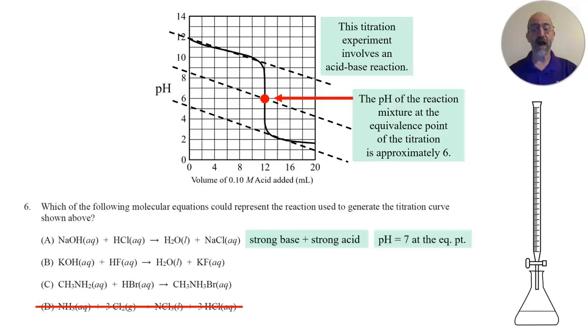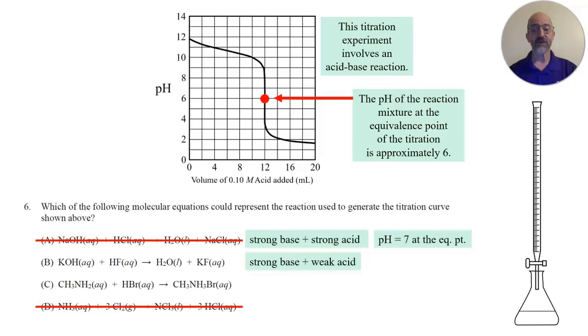I'm looking for either a weak acid and a strong base or vice versa, but it's definitely not a strong acid, strong base because the pH is not 7 in this diagram. Okay, so is it choice B or choice C? Strong base, weak acid, so potassium hydroxide and hydrofluoric acid. Weak base, strong acid, that's called methylamine. CH3NH2 is a weak base, and then hydrobromic acid.